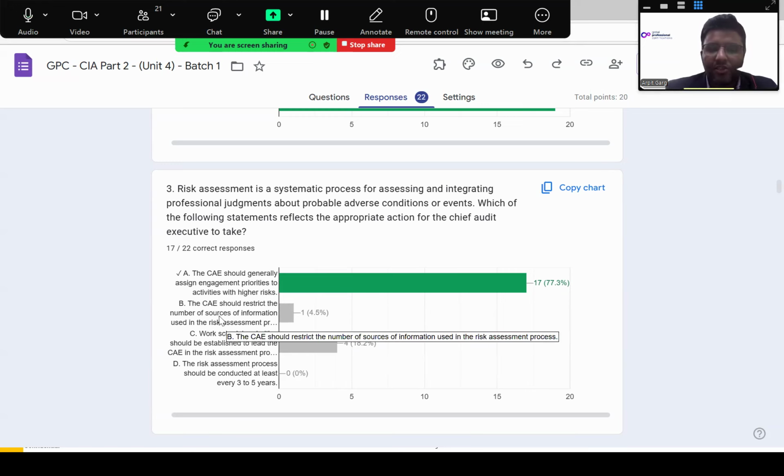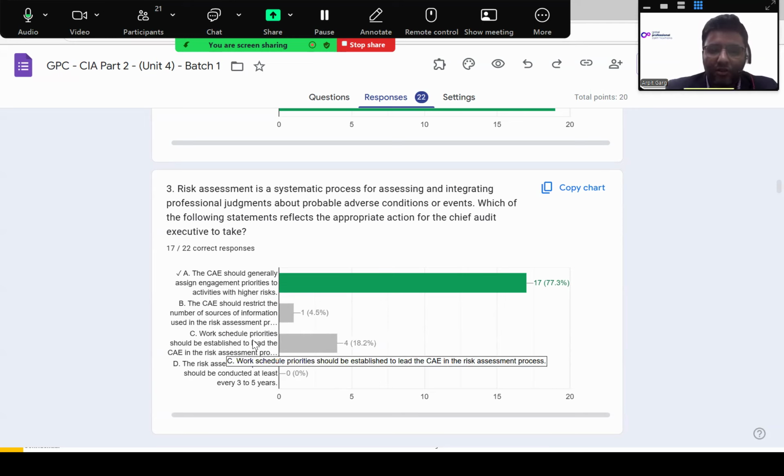The CAE should restrict the number of sources of information used in the risk assessment process. People, should we restrict the number of sources of information, or should we consider the whole risk universe when we are doing risk assessment? We should consider the whole audit universe, right? Next, work schedule priority should be established to lead the CAE in the risk assessment process, or the CAE's risk assessment process will help you to lead the work schedule priorities.